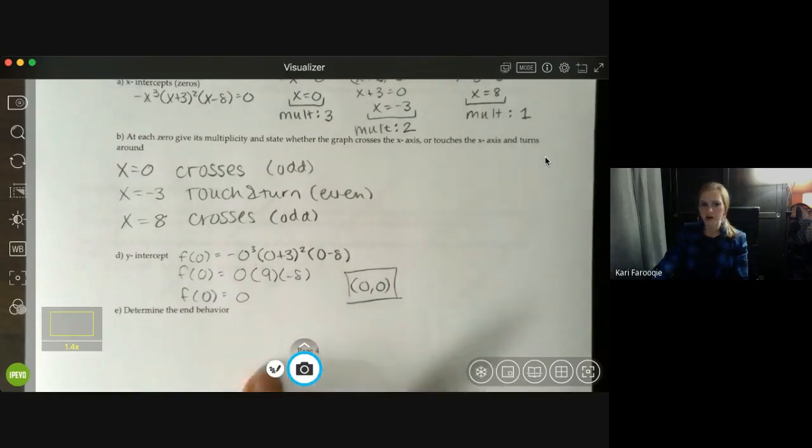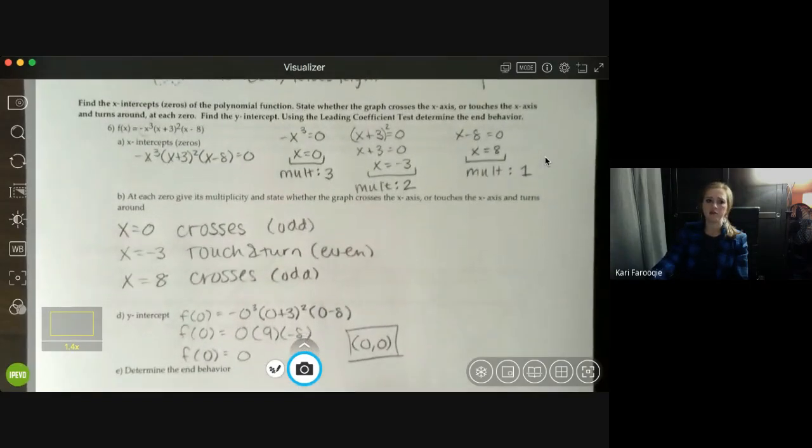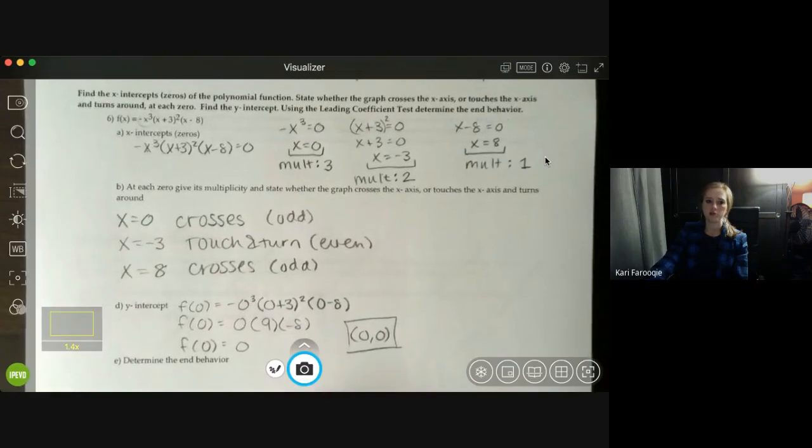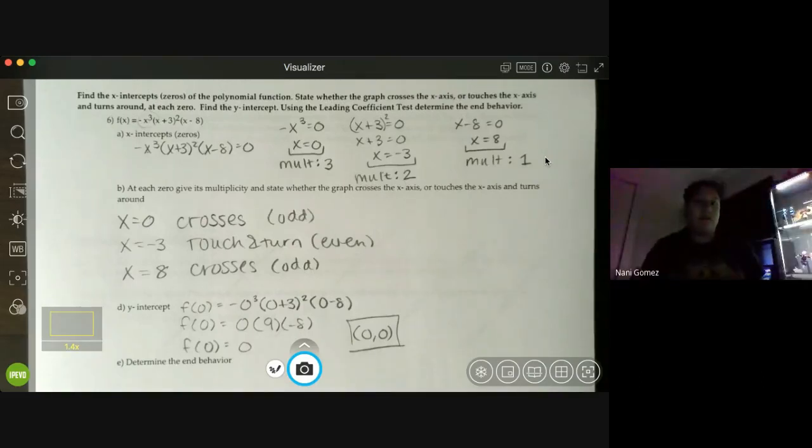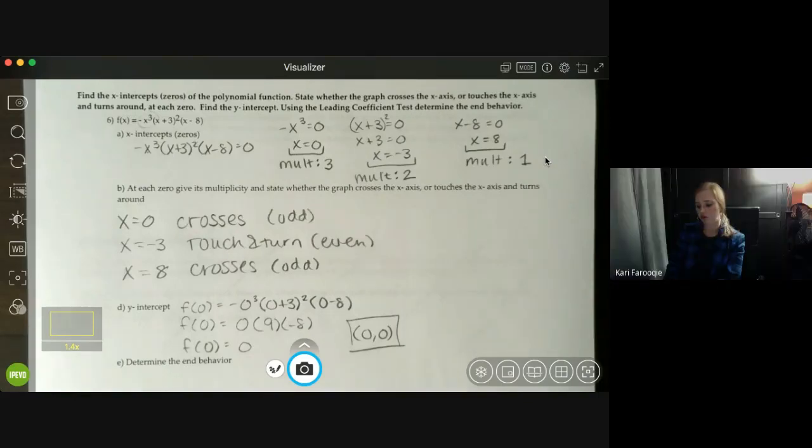So let's talk about end behavior. This one's a little bit trickier as far as end behavior. Does anybody want to take a stab at the degree of this polynomial? What is n in this case? Is it rises on the left and falls on the right? Rises on the left, falls on the right.